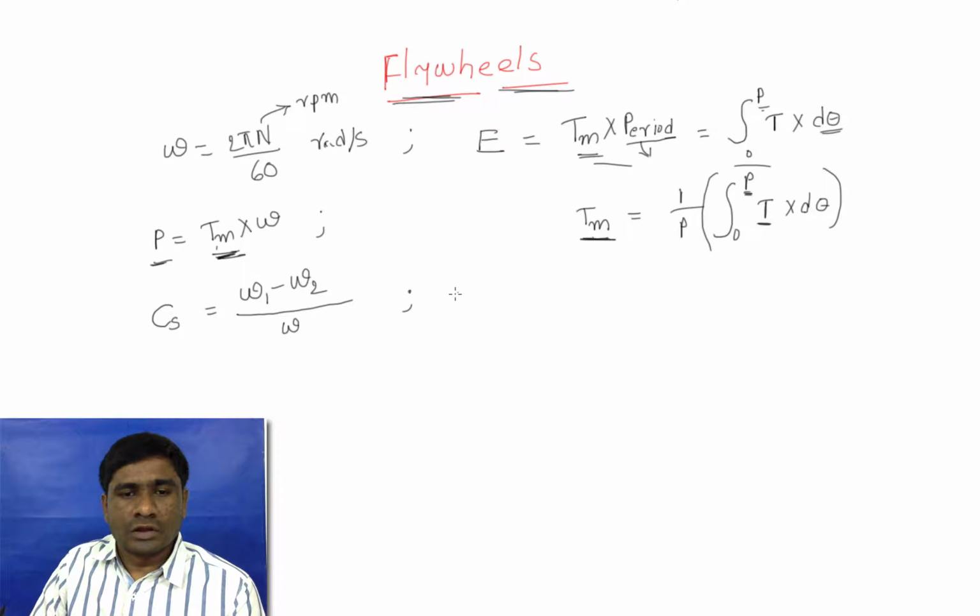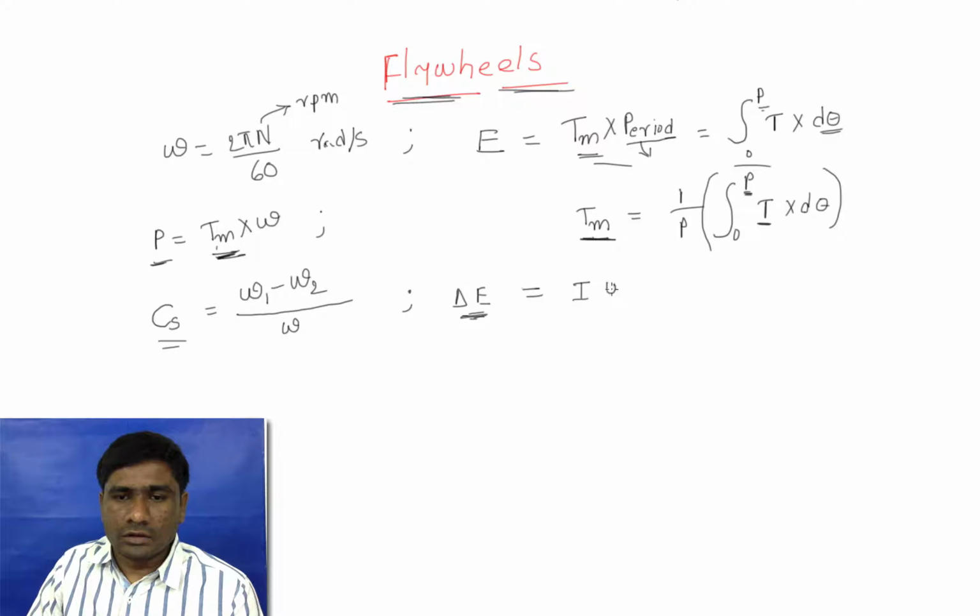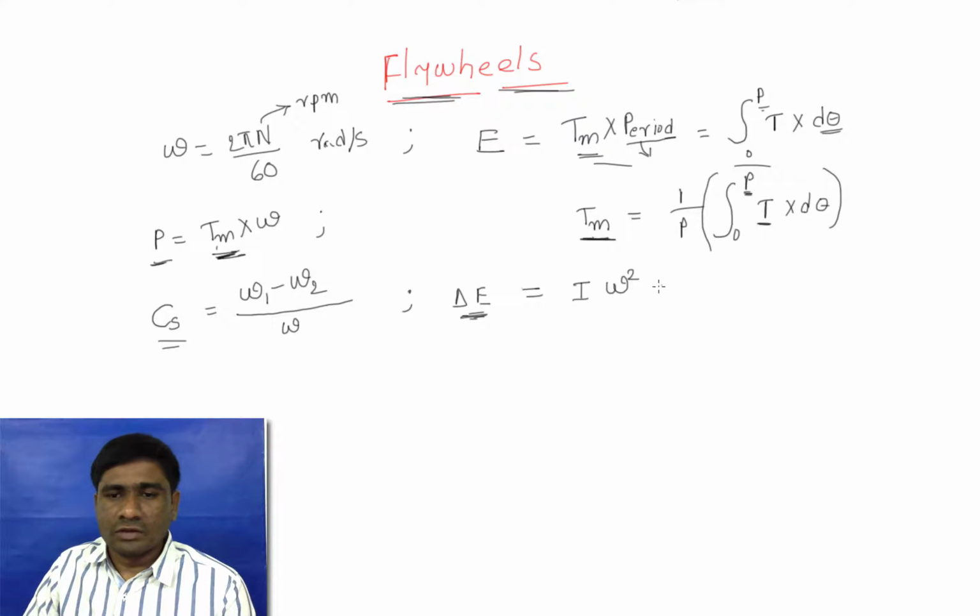And we also derived the formula for the fluctuation of energy. This is not a coefficient, unlike this one. This is just a value, so it has a dimension also. So this one is I, the moment of inertia of the flywheel, into omega square, the mean angular velocity of the flywheel, into the coefficient of fluctuation of speed Cs.